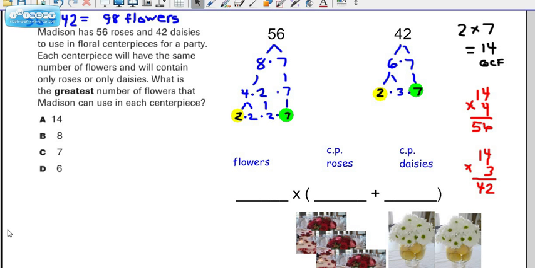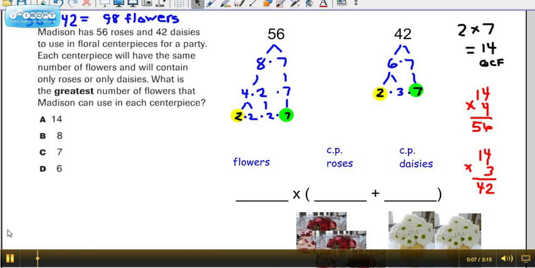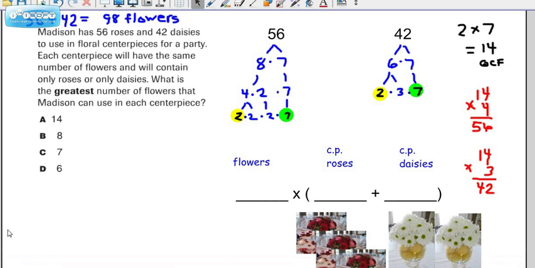complex problems like you see here. Madison has 56 roses and 42 daisies to use in floral centerpieces for a party. Each centerpiece will have the same number of flowers and will contain only roses or only daisies. What is the greatest number of flowers that Madison can use in each centerpiece?